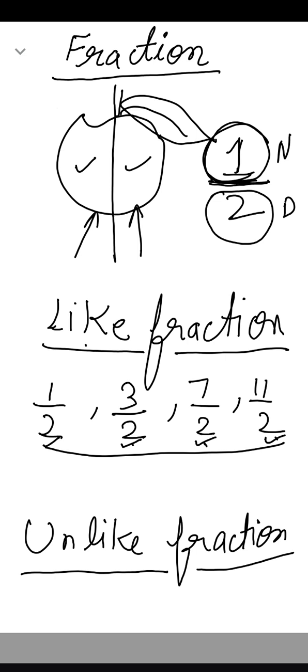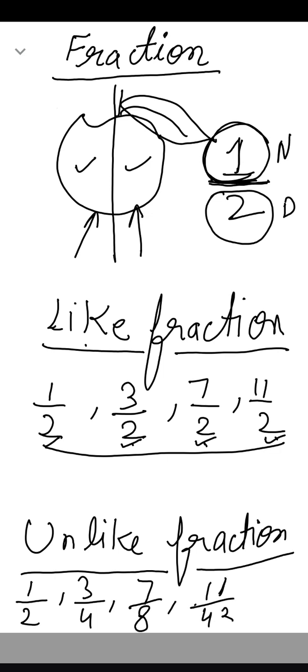So with the help of this, you can also tell me what an unlike fraction is. Suppose I am writing the first fraction as 1 by 2, the second as 3 by 4, 7 upon 8 and 11 upon 43. So what you have noticed here, that all the fractions which have different denominators are called unlike fractions. So this is the second form.